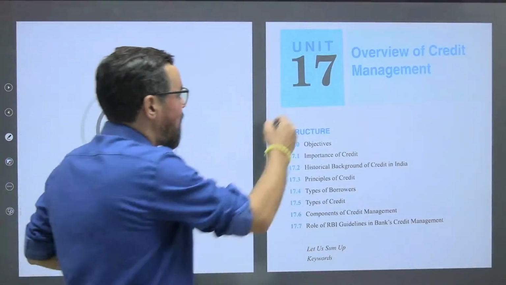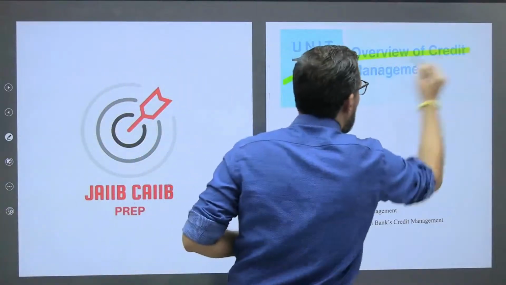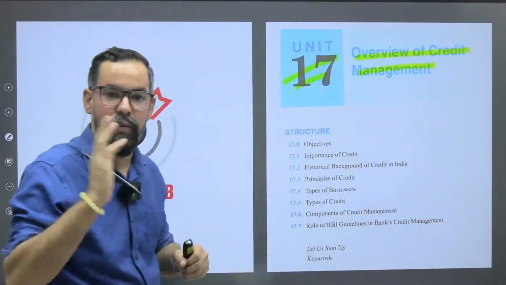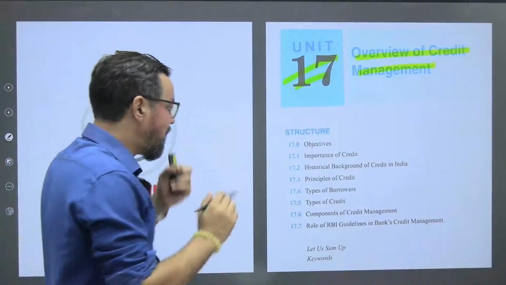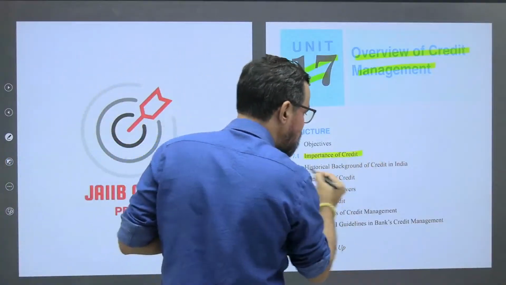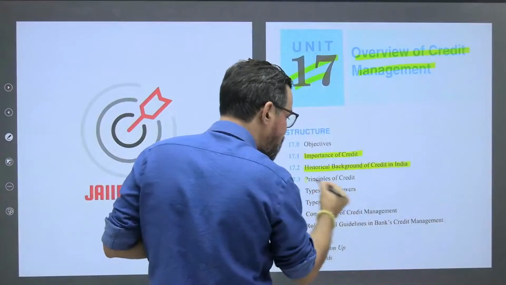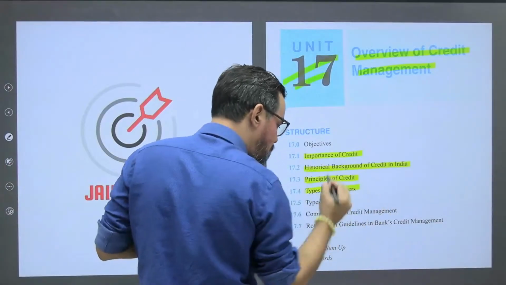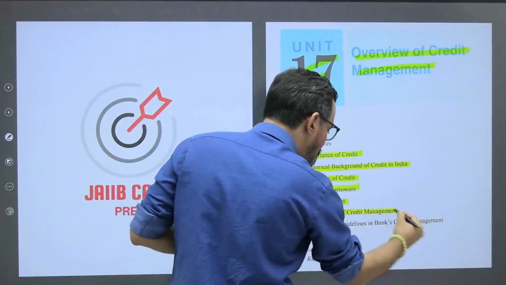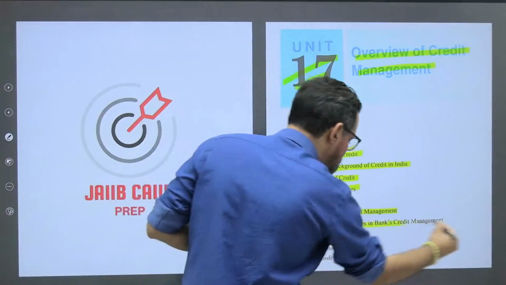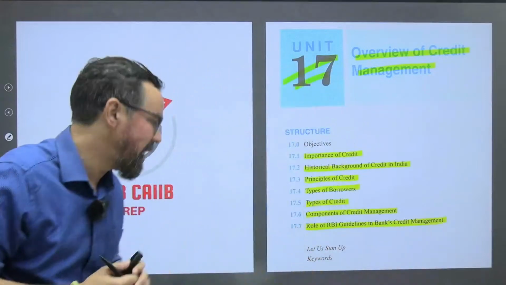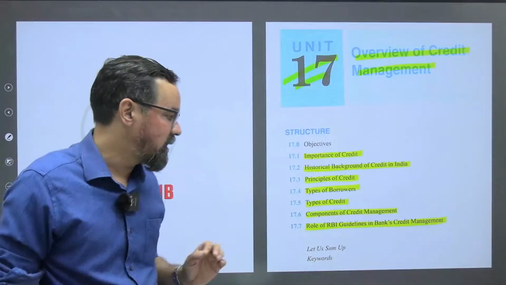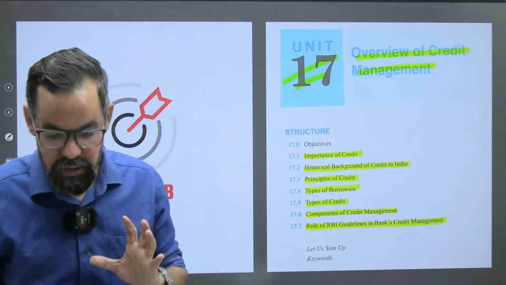Unit 17: we'll have 2 sessions around this one and one concept summary. It includes the importance of credit, historical background of credit in India, principles of credit, types of borrowers, types of credit, components of credit management, and the role of RBI guidelines in banks' credit management. So these are the areas.